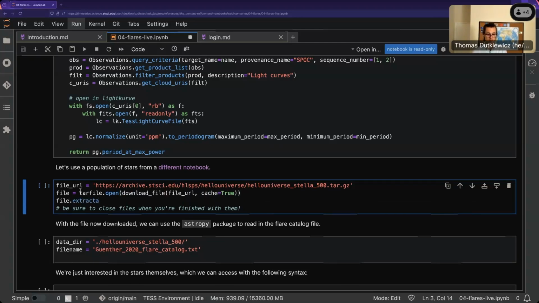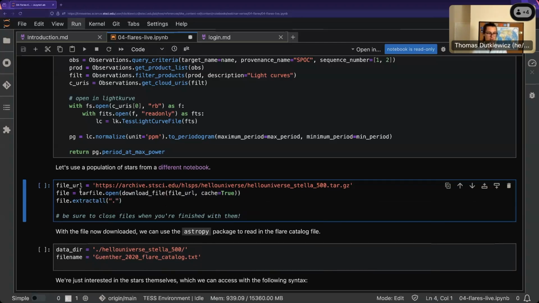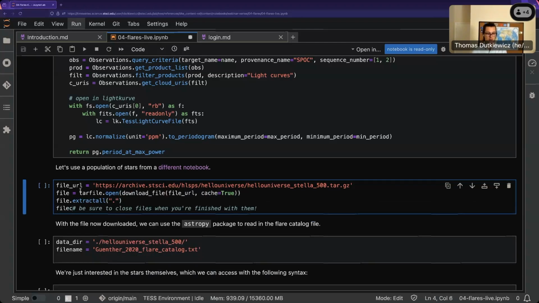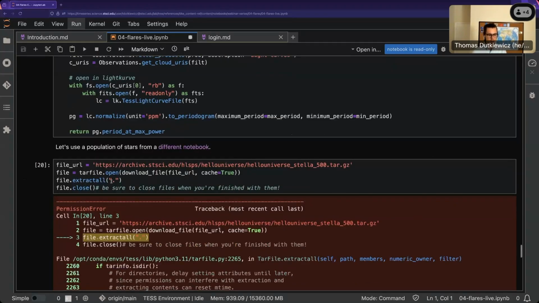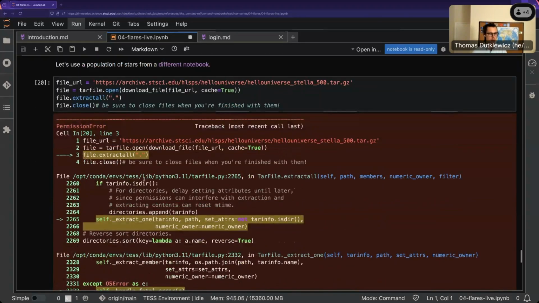File.extract all, oops, in this directory, and then file.close. Just good practice: close file handles when you're done. Oh, what have I done? There's an underscore.